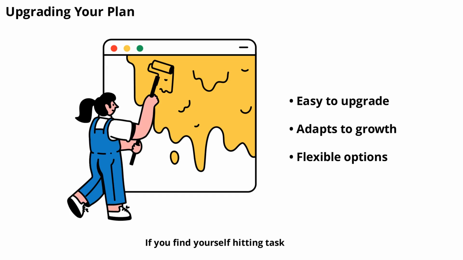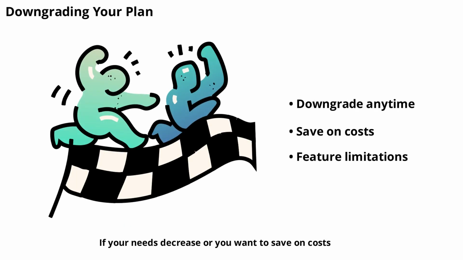If you find yourself hitting task limits or needing more advanced features, you can switch to a higher plan with just a few clicks. This flexibility ensures you always have the right tools for your current stage of growth. If your needs decrease or you want to save on costs, you can also downgrade your Zapier plan. This is helpful for businesses with seasonal fluctuations or changing priorities. Just be aware that downgrading may limit your access to certain features or reduce your task limits, so plan accordingly.